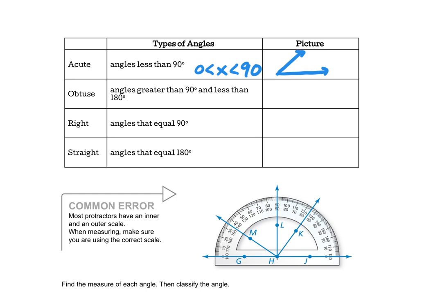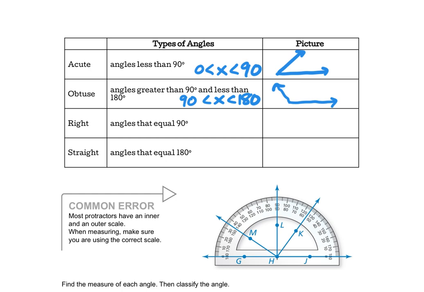An obtuse angle is where my angle measure is somewhere between 90 and 180. Bigger than 90, but less than 180. An example of an obtuse angle would look like this. It falls backwards, kind of like you put your recliner back. Opens it up a little bit more.